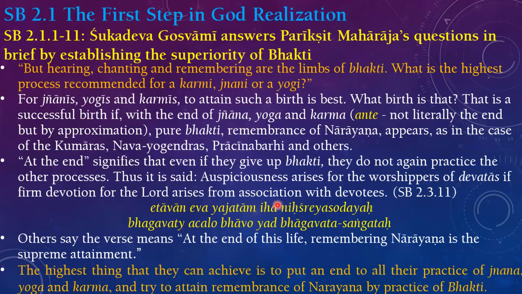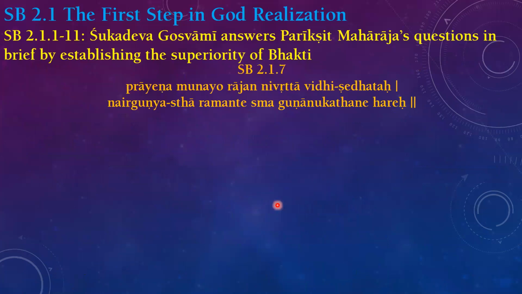The highest thing that they can achieve is to put an end to all their practice of jnana, yoga and karma and try to attain remembrance of Narayana by the practice of bhakti. Either at the end of the life or at the beginning of the next life, they should get the remembrance of Lord Narayana. That is the highest perfection of the practice of Nishkama Karma Yoga, Jnana Yoga and Ashtanga Yoga. Otherwise, shramaya kevalam.